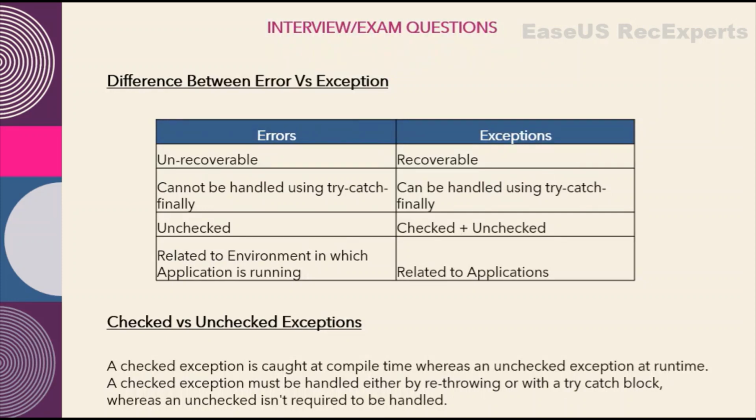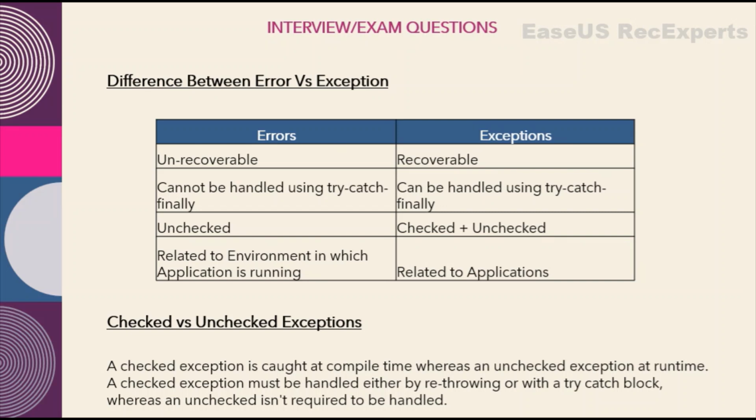First is, what is the difference between error and exception? We have seen both these classes are actually subclasses of Throwable, but there are major differences between these. Errors are unrecoverable. That means you cannot recover from an error. For example, if there is an out of memory error, you cannot recover from it or handle it. You just have to update the arguments and restart the application itself.